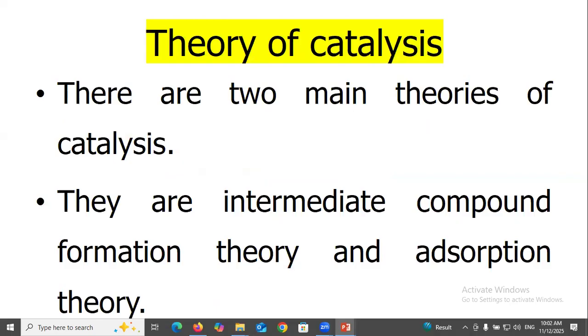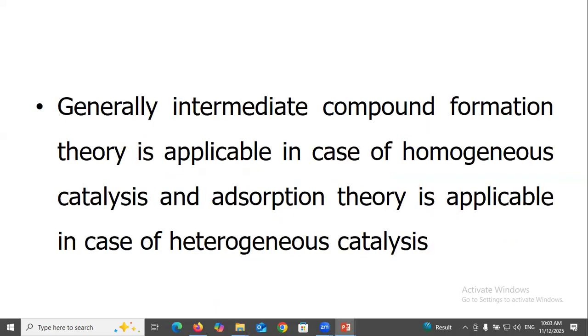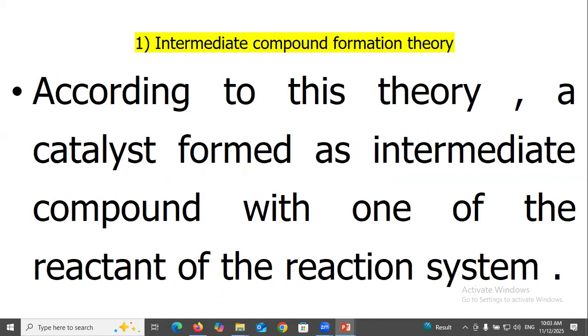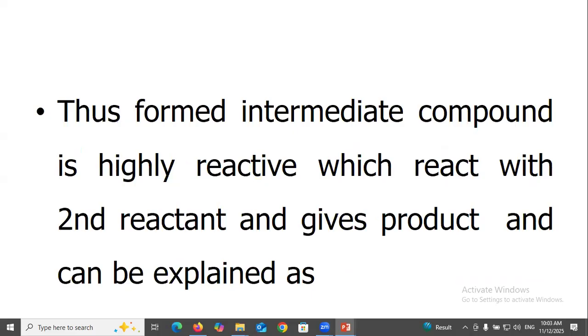There are the intermediate compound formation theory and adsorption theory. Generally, intermediate compound formation theory is applicable in case of homogeneous catalysis, and adsorption theory is applicable in case of heterogeneous catalysis. Intermediate compound formation theory: according to this theory, the catalyst forms an intermediate compound with one of the reactants in the system.